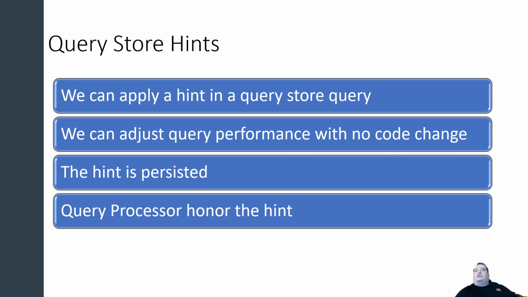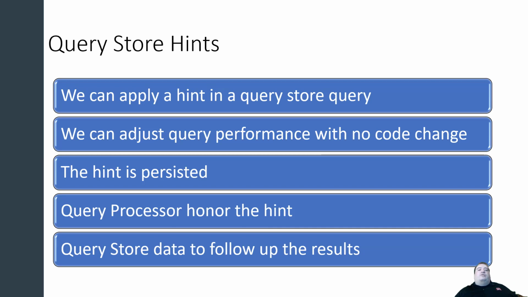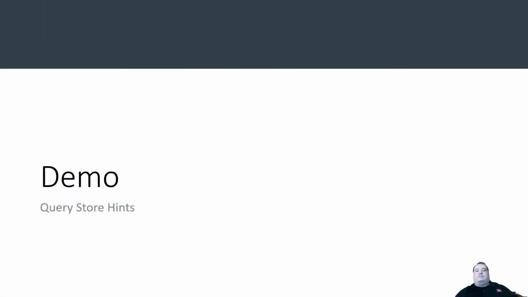The query processor honors the hint. What does this mean? The server restarts, the query arrives again, the query will be compiled again, but the query processor checks Query Store and discovers there is a hint for that query. So the compilation happens with that hint. And we can use Query Store data to follow up the results. I mentioned before how Query Store is great to make a baseline. We can also use it to investigate the results of our optimizations. We can apply a Query Store hint and check the data in Query Store to be sure that the performance of that query improved. Let's see a demonstration about the usage of Query Store hints.